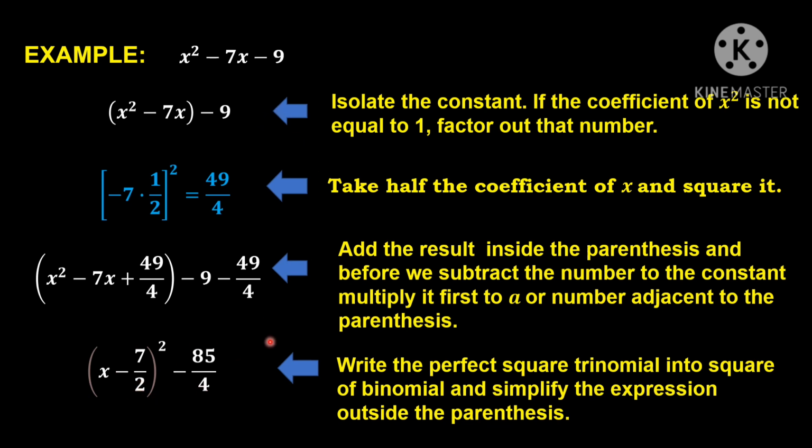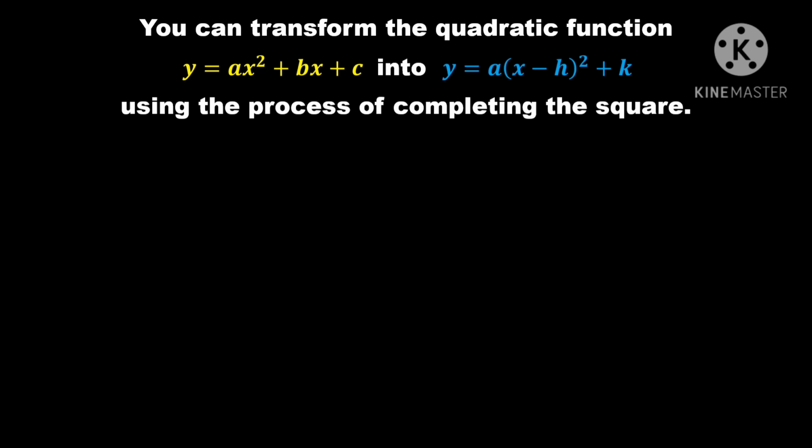So the process that we use is what we call completing the square. This is the same process that we are going to apply in transforming the general form of a quadratic function into standard form or vertex form of a quadratic equation. Okay? This time, you can transform the quadratic function y equals ax squared plus bx plus c, the general form of quadratic function, into y equals a times the square of x minus h plus k, the standard or the vertex form, using the process of completing the square.